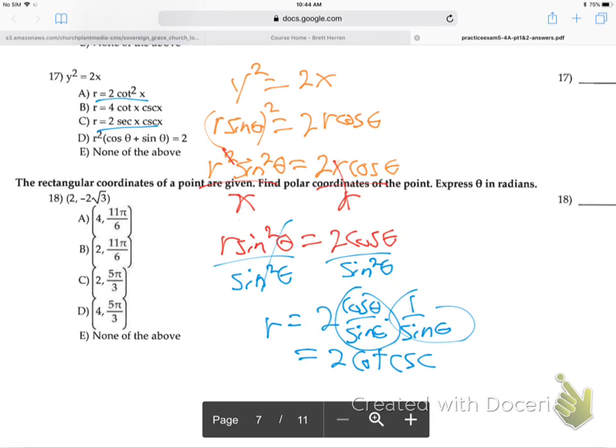Wait, is that none of the above? What do those X's mean? Is this answer none of the above? Yeah. All right, it is none of the above. Yep. I don't know why they put X's. Those should be thetas anyway. Anyway, none of the above for sure. That's a weird one. It should be 2 cotan cosecant.